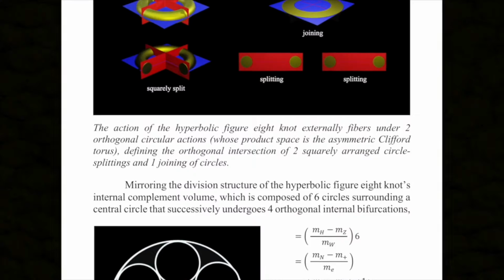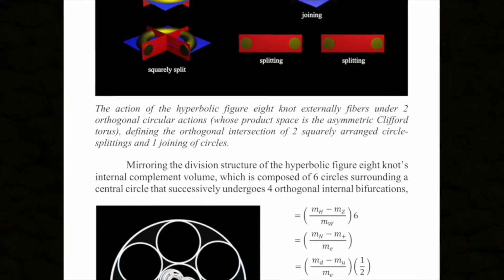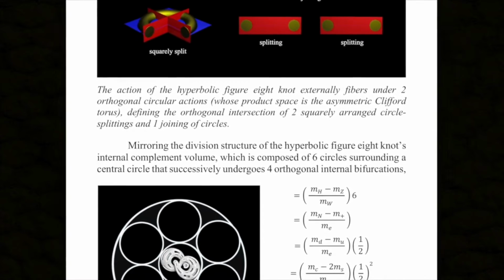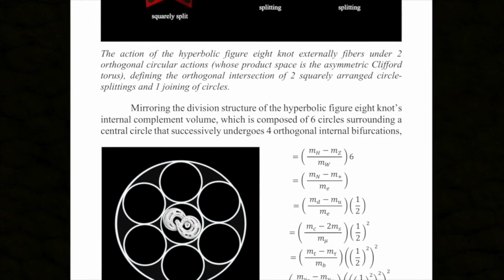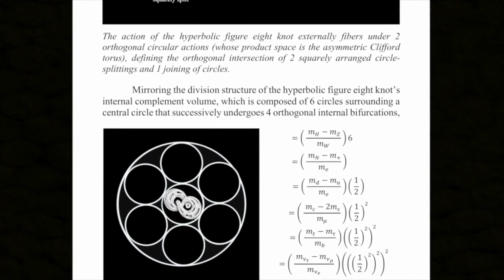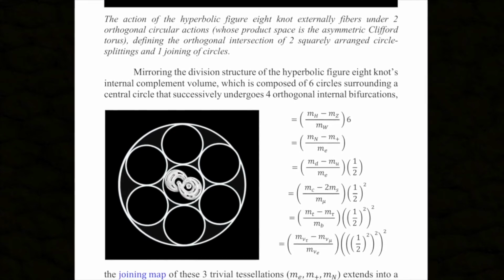of mass. Where you're going to have a singularity of an algebraic variety in force space, and you look at what happens nearby, and the intersection with a small three-dimensional sphere near the singularity ends up being a knot. Mirroring the division structure of the hyperbolic figure eight knot's internal complement volume, which is composed of 6 circles with an inside circle, so 7 circles in its most general decomposition.